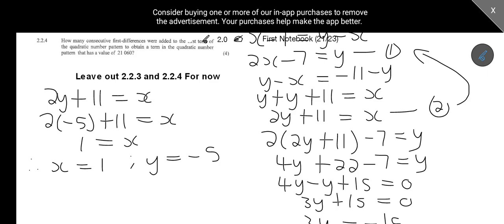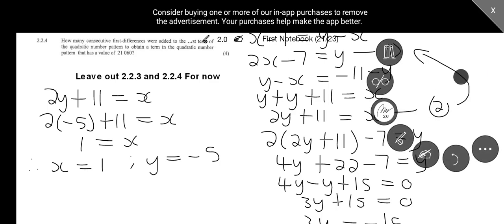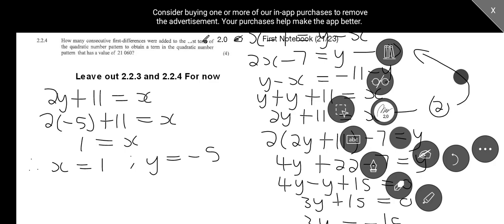I hope you understand that. Let's go to the second question, that is 2.2. First, let's erase here.